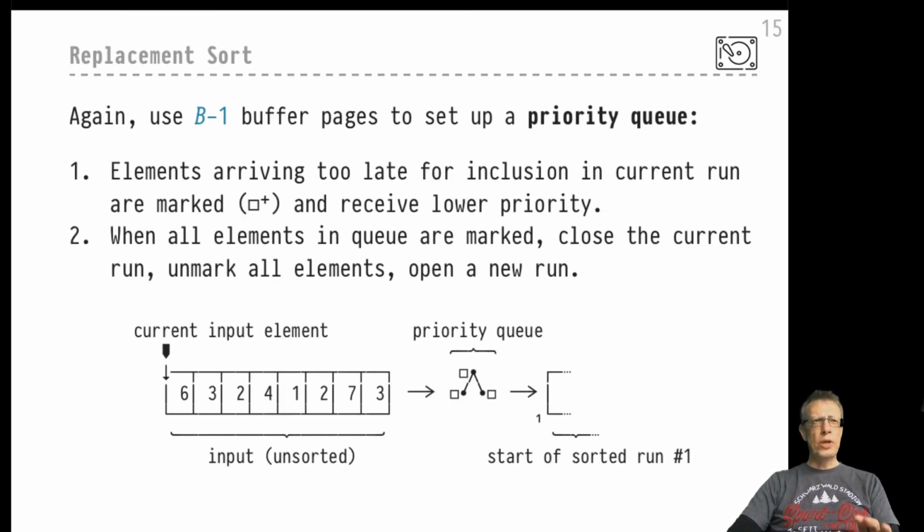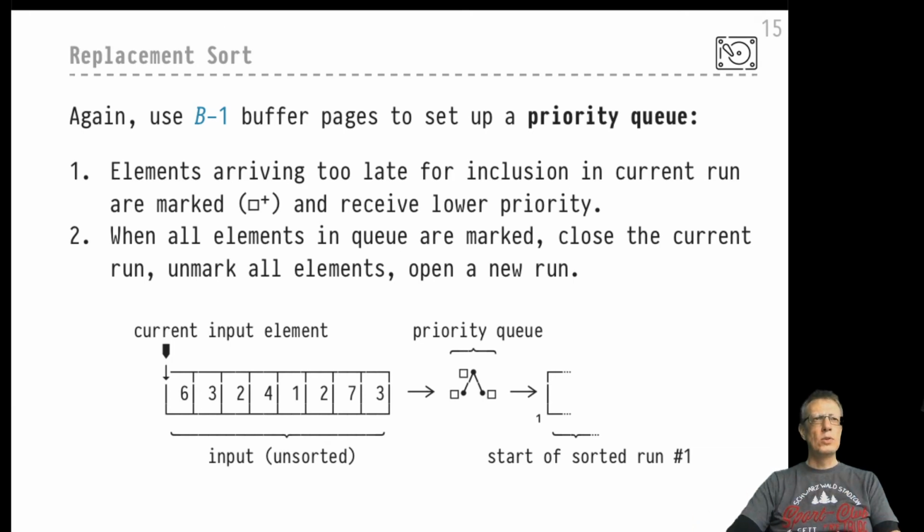Okay, so recall that we are in pass 0 now. What we are trying to do is to read from our unsorted input file and create chunks of sorted runs, sorted portions of the file that we then call runs.